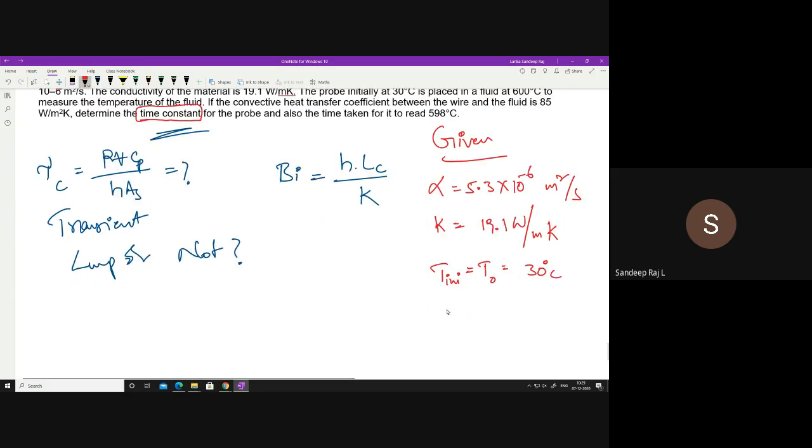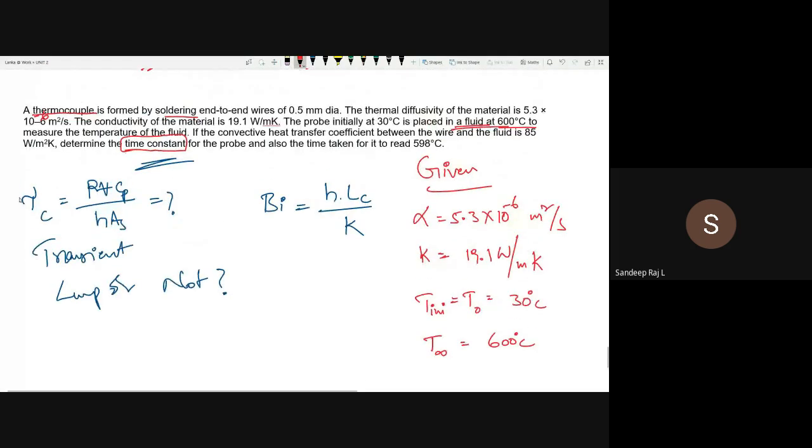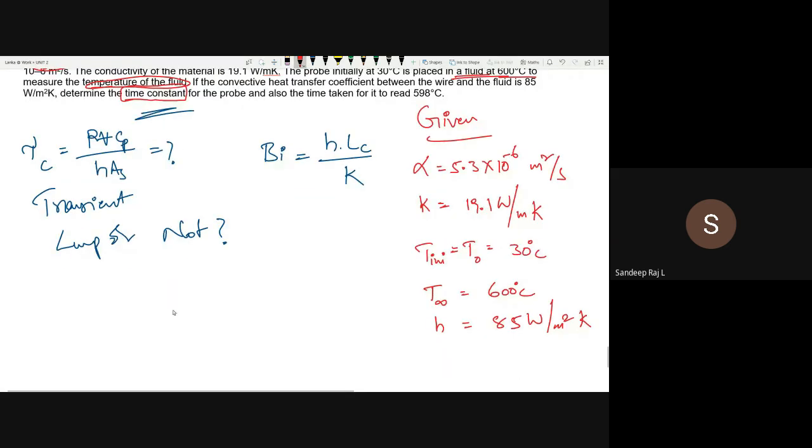It is placed in a fluid. The temperature of the fluid is 600 degrees centigrade. This particular thermocouple is measuring the temperature of the fluid. The convective heat transfer coefficient between the fluid and the wire, h, is 85 watt per meter square Kelvin. Then he is asking you to find out the time constant for the probe and also the time taken for it to read 598 degrees centigrade. This part we will do later. First, let us concentrate on this time constant.